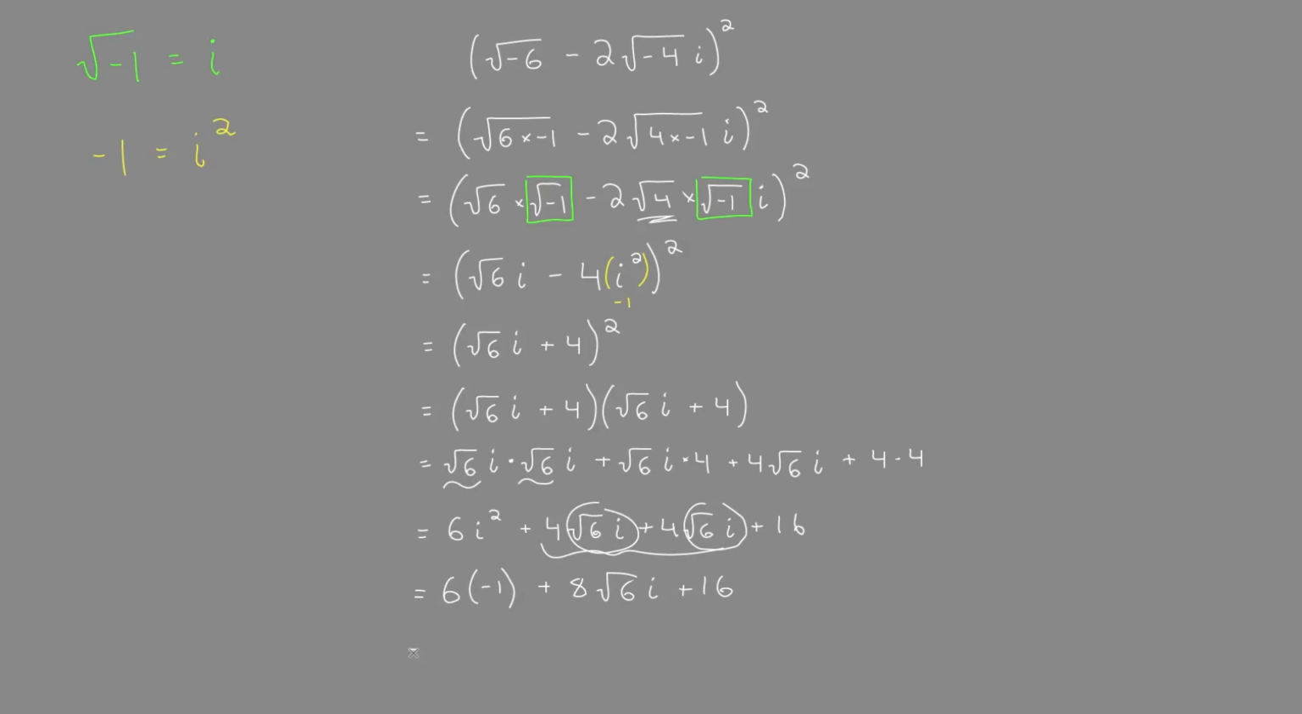So that will evaluate to 10. And then plus our 8 root 6 i. There's nothing we can simplify with root 6 i. 6 doesn't have any perfect square factors. And the way this is written is correct form. You write the constant first and then the number with i at the end.